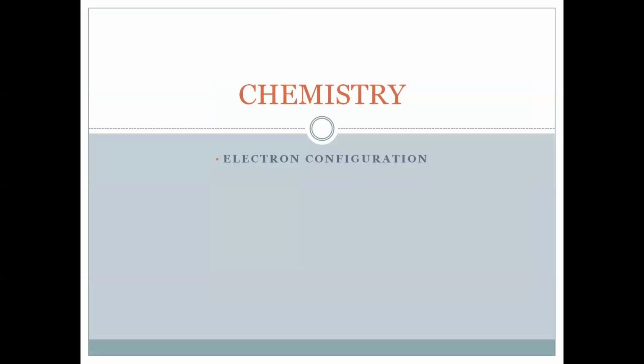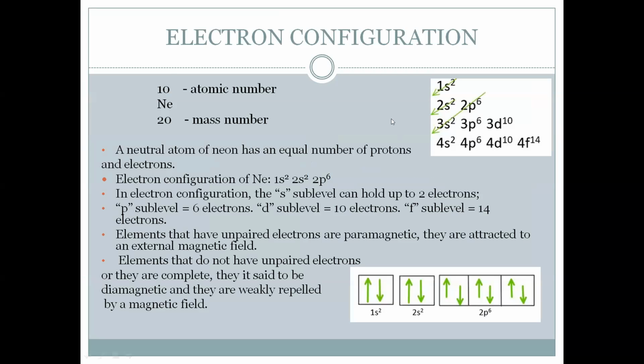Hello everyone, welcome. For today, we are going to talk about chemistry, all about electron configuration. So, the first one is over here. We have an element, the element neon, with an atomic number of 10 and a mass number of 20. Now, we're just going to focus on the atomic number.